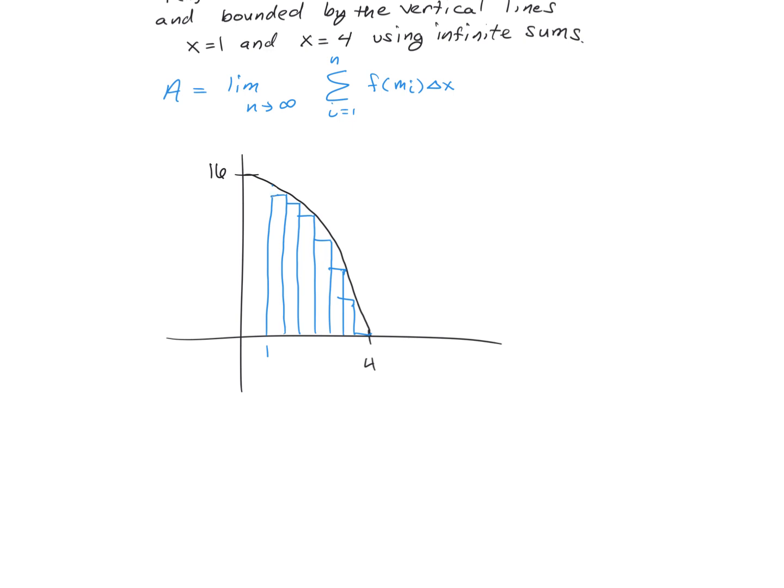Each of our x sub i is going to come from taking these values here. We're going to call this one x0, this one x1, x2, all the way down to our x sub n, which is equal to 4. Then we're going to write a formula for these. Before that, we have our delta x, which we always know is b minus a over n, the width of our interval, which is 4 minus 1 over n, or simply 3 over n.